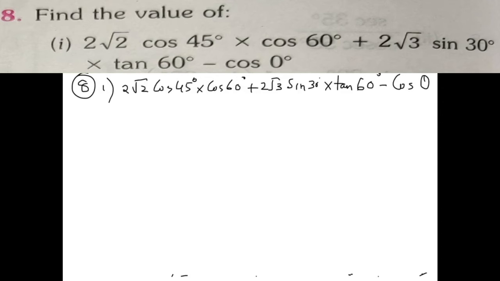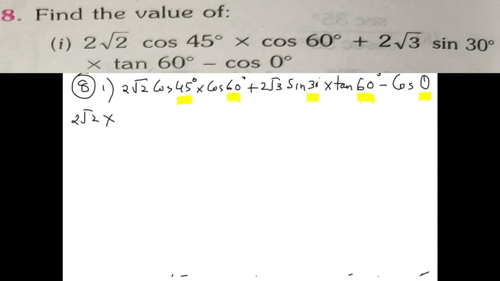Since the question is telling you to find the value of this one, see, all angles are standard. Now don't try to convert it into complementary. 45 degree standard, 60 degree standard, 30 degree standard, 60 degree standard, even 0 degree standard. So all are standard angles. Now from the table that you have learned, you have to write the value.